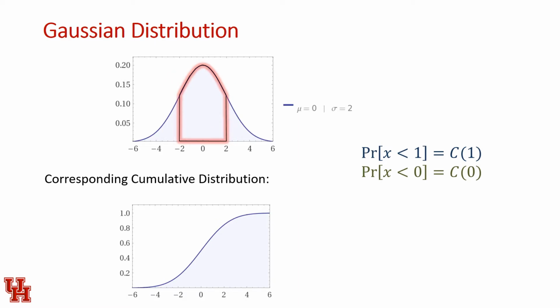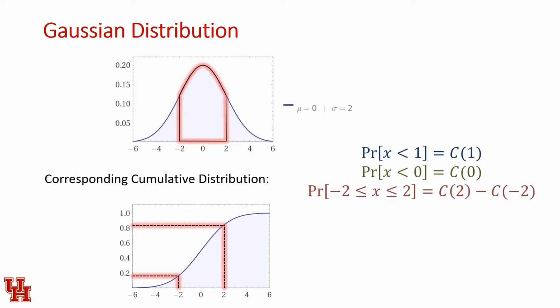Now, the more common case is that we're interested in the probability of x taking on a value within some specified range, in this case between -2 and 2. So in order to evaluate that, we look up -2 and 2 in the cumulative distribution function and calculate the difference between those two to determine the chance that x will lie within this region.